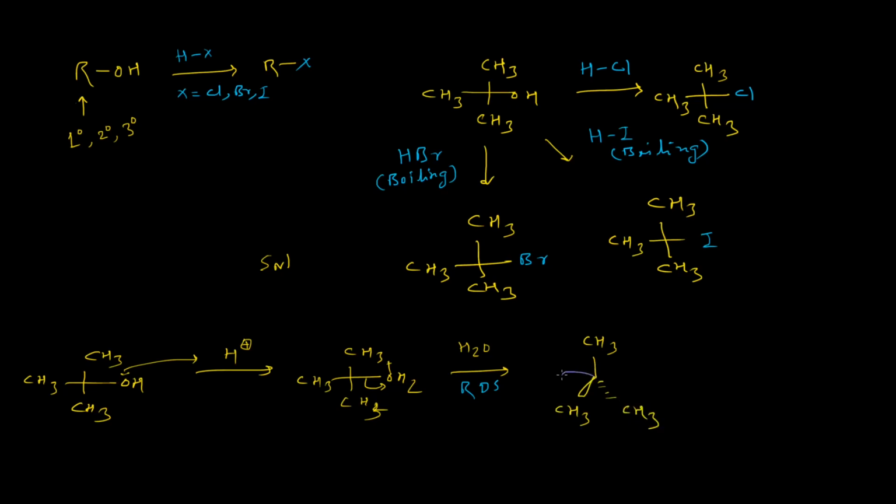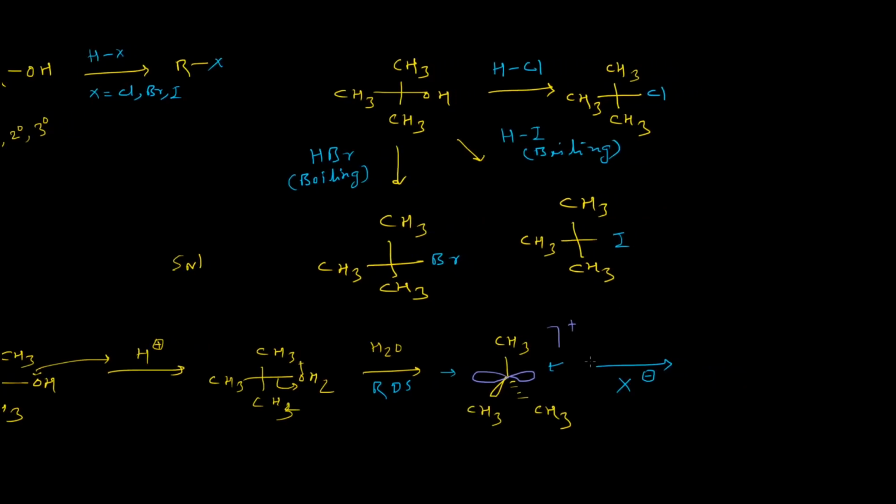in the reaction medium. So this is our 3 degree carbocation, and then the nucleophile, which is obviously the halide, can attack either from this side or this side, but since 3 CH3 groups are there, the product will be an achiral molecule. So it does not matter from which side the X minus is attacking, we will get our desired product, which is the tertiary halide. So this is the overall mechanism.